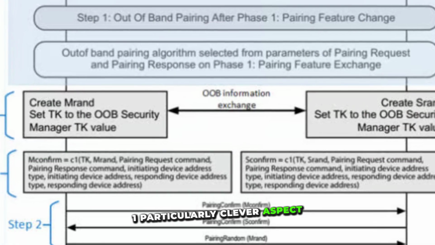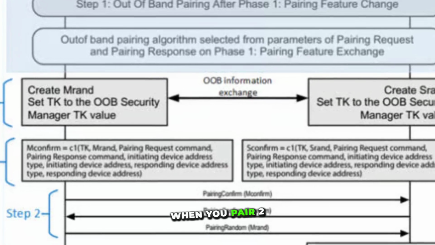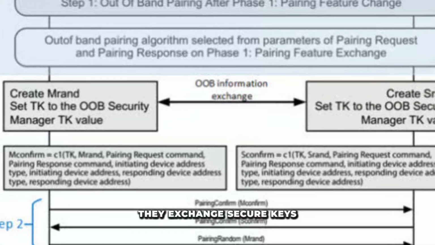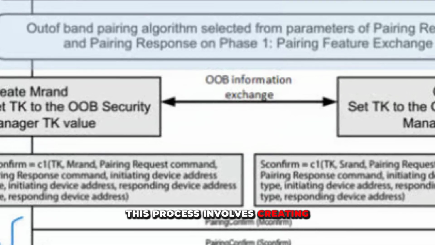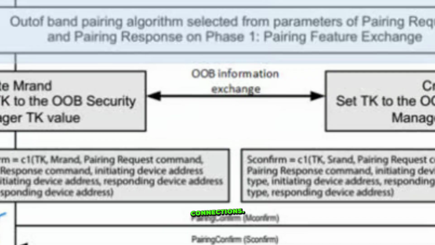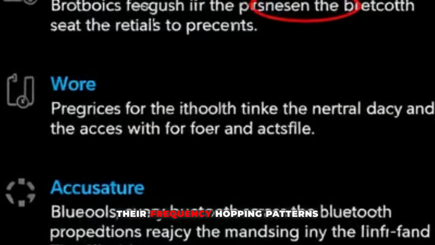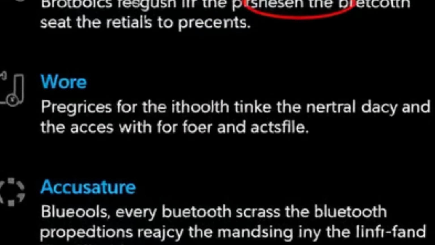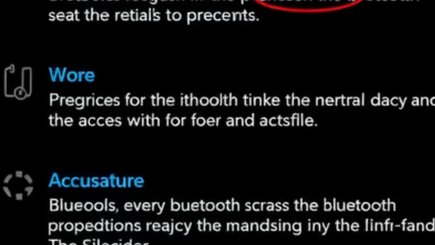One particularly clever aspect of Bluetooth is its pairing mechanism. When you pair 2 devices, they exchange secure keys and establish a trusted relationship. This process involves creating a unique link key that both devices store and use for future connections. The devices also remember their frequency hopping patterns and timing synchronization, allowing them to quickly reconnect when they come back into range.